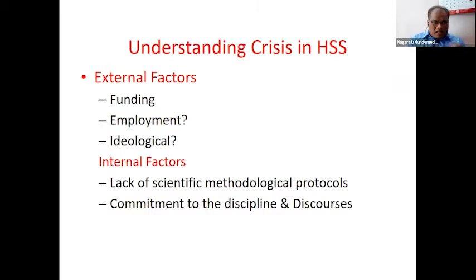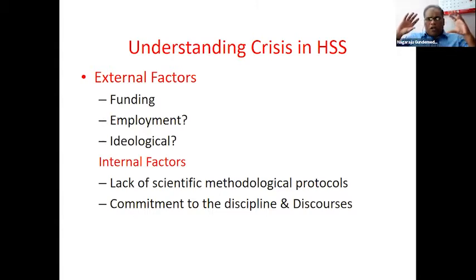And the second and most important point is that commitment to the disciplines and discourses is felt to be relatively less among the students and teachers. This is the general comment which primarily comes from the scholars who are part of the STEM research.